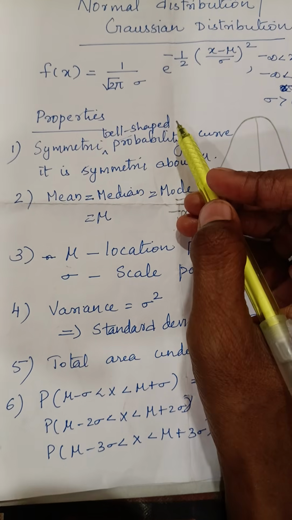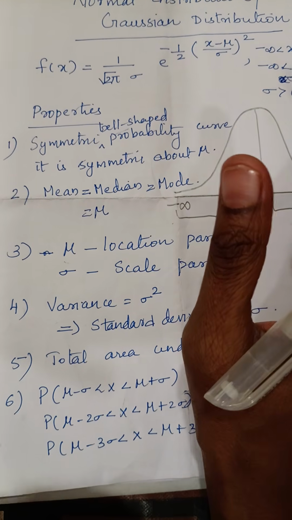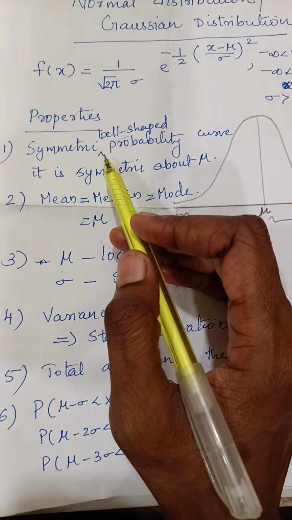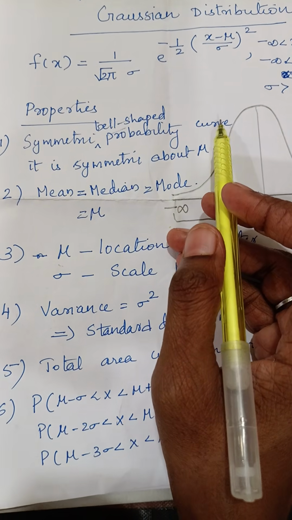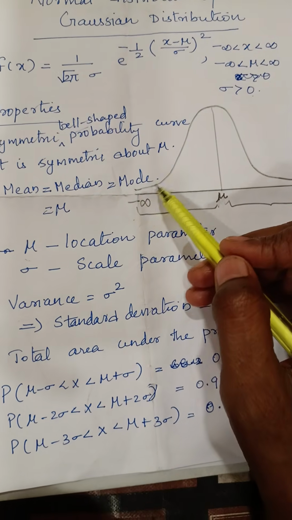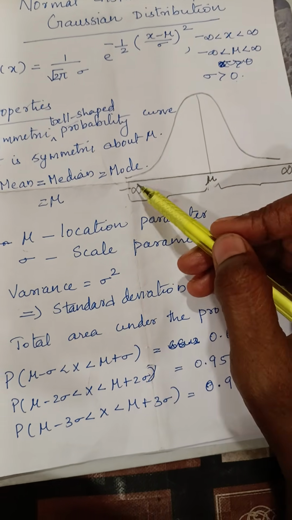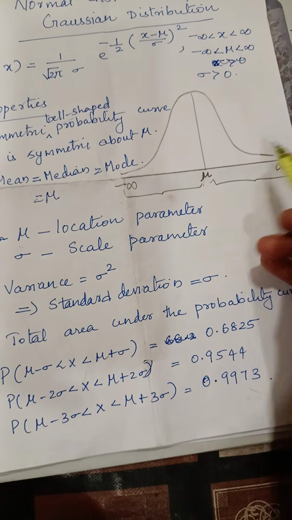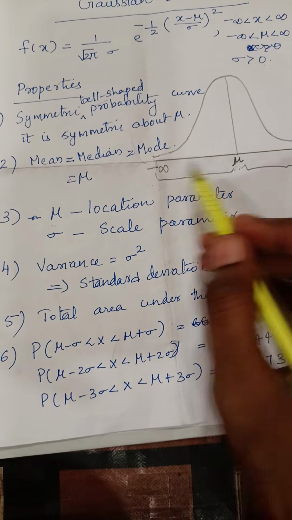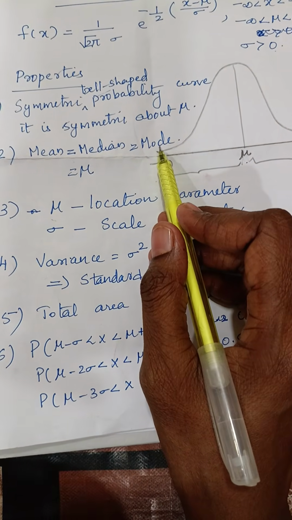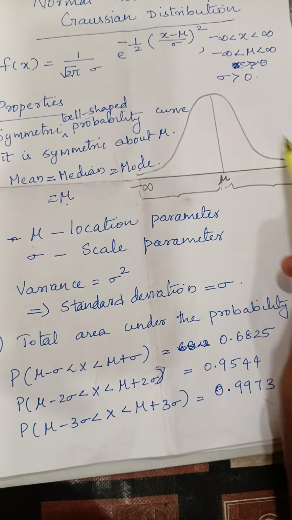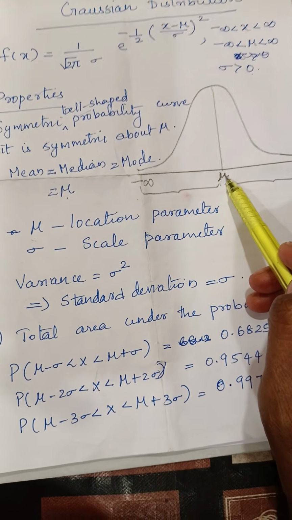Now we can see the important properties of the normal distribution. The normal distribution is a symmetric bell-shaped probability curve, and it is symmetric about μ. As in the picture, it is a symmetric bell-shaped curve about μ. The next property is that its mean, median and mode are equal, and equal to μ. So we can say the normal probability curve is symmetric about the mean.